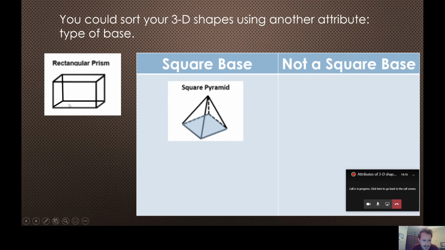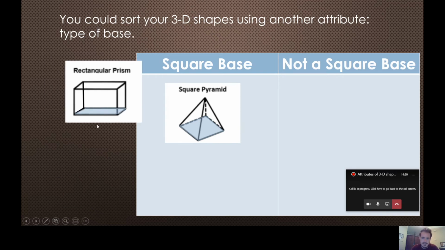This is a rectangular prism. Now, what kind of base does this one have? It's a rectangle, right? Is a rectangle a square? No, because a rectangle doesn't have sides that are all the same length. So this one is not a square base.